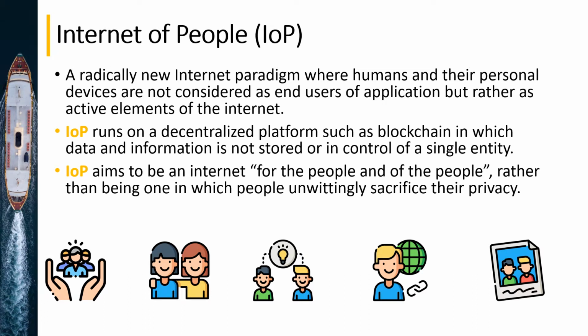Internet of People. So basically, Internet of People is this new paradigm of the internet that's emerging where humans and their personal devices are not just considered as end users of the system, but rather as active and involving elements of the internet. So basically, IoP will run on a decentralized platform like the blockchain, where data and information of people are not stored on a single server or do not belong to a single company. Internet of People aims to be the internet for the people and of the people. So basically, it will empower people and not sacrifice their privacy and identity.